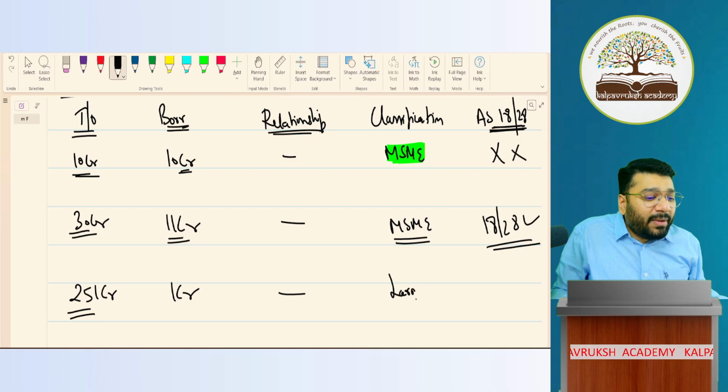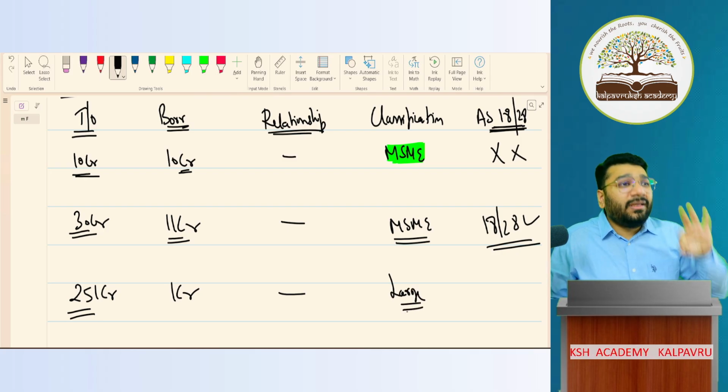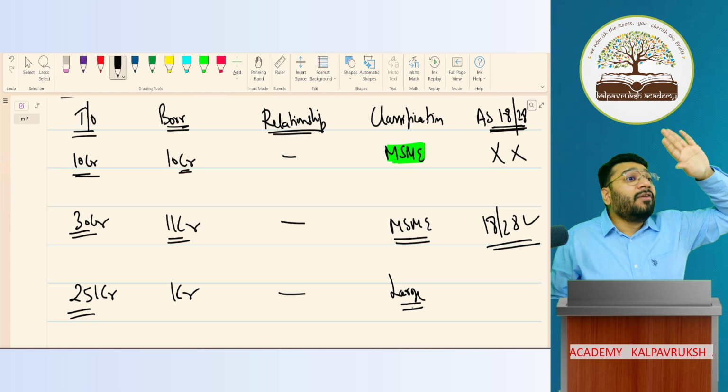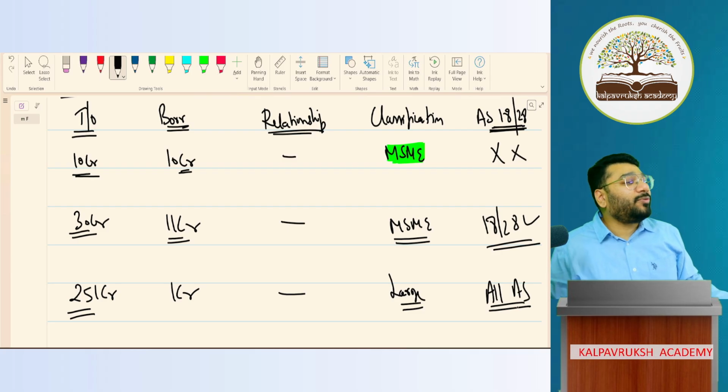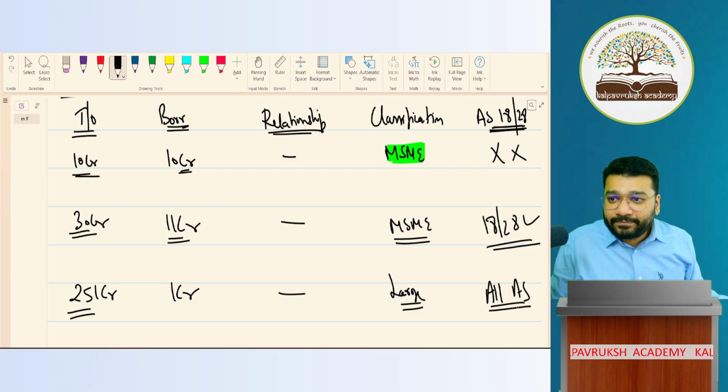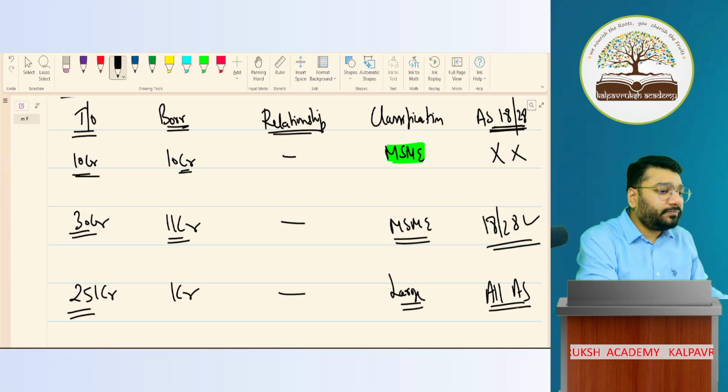Who am I? Large entity. When I'm a large entity, will I look into the 3 criteria for AS 18 and 28? No, because for a large entity, all AS has to be followed. Okay, not okay. Clear?